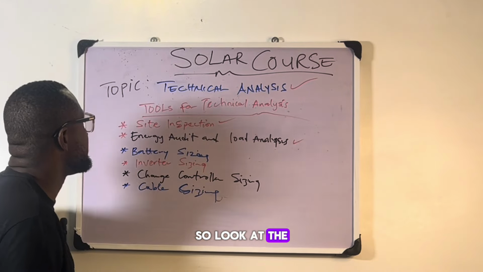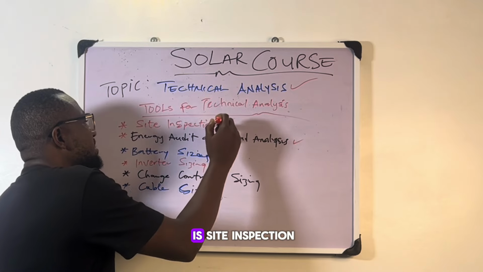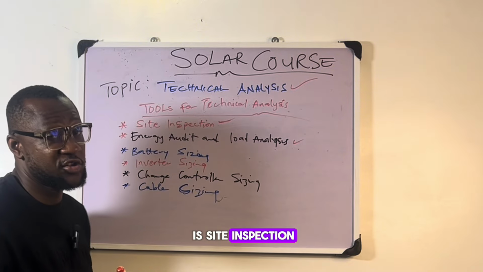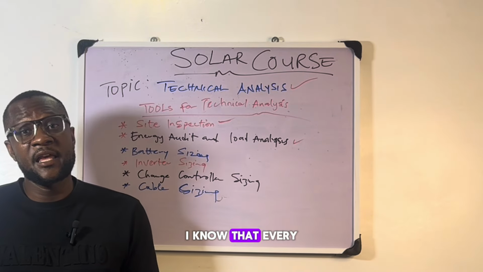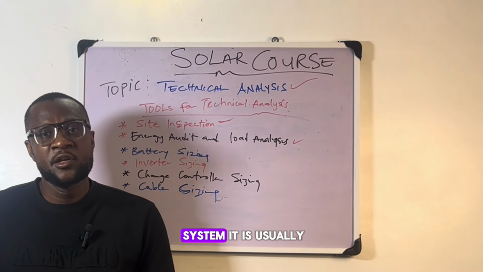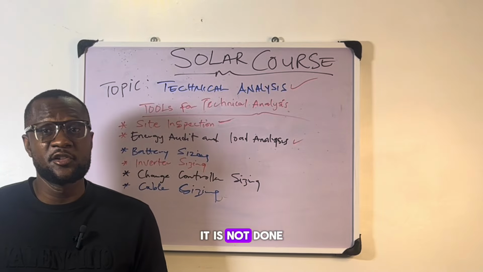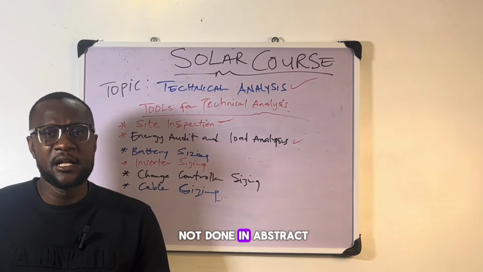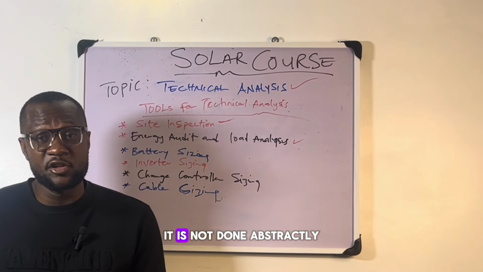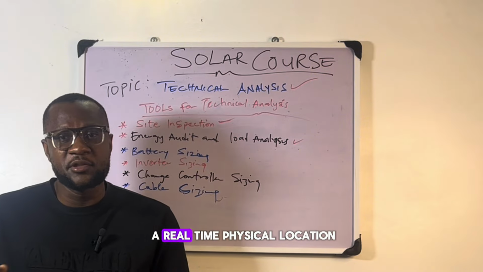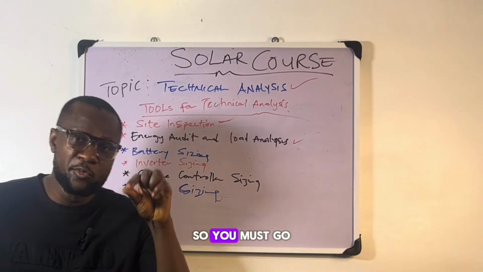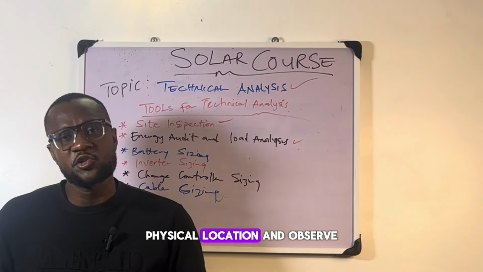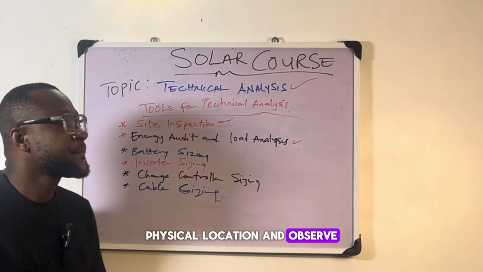So look at the first of them here: site inspection. Yes, I know that every time we do a solar system, it is usually done on a site. It is not done in a vacuum. It's not done abstractly. It is done in a real-time physical location. So you must go to that physical location and observe things there.